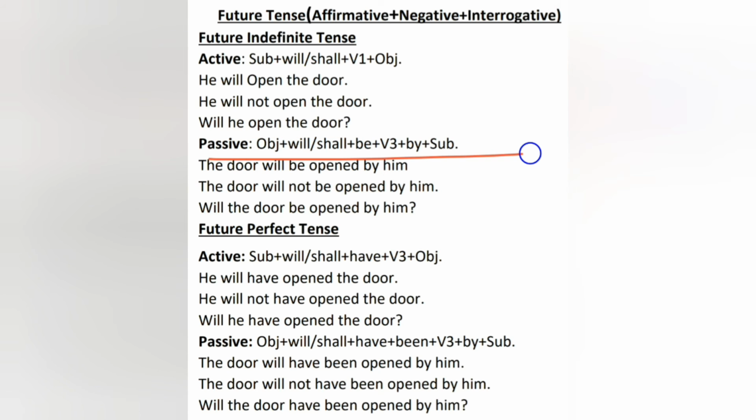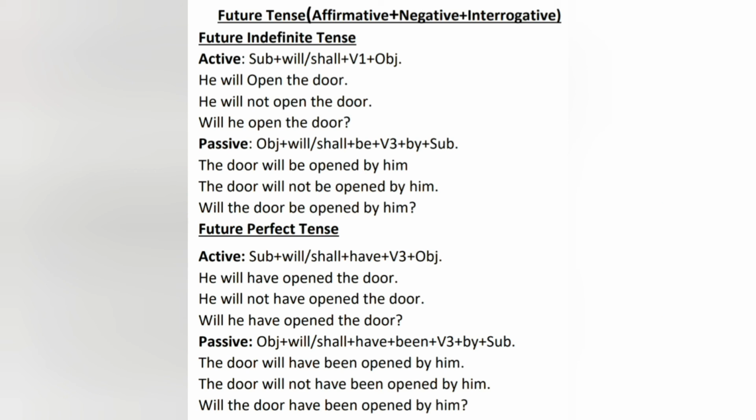The passive methodology for that is object, will, shall, and we'll add be to make it passive, with third form of verb, by, and subject. For example, the door will be opened by him. But when we make the negative form of it, we'll add a not between helping verb and be. It will become, the door will not be opened by him. And the interrogative form would be will in the beginning, or shall in the beginning, the door be opened by him, meaning the rest of the sentence will remain the same.